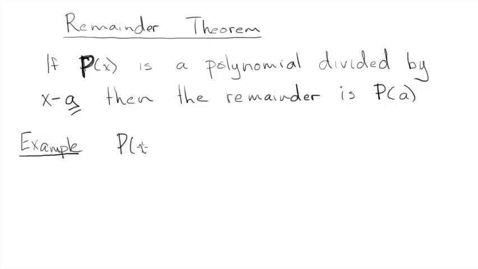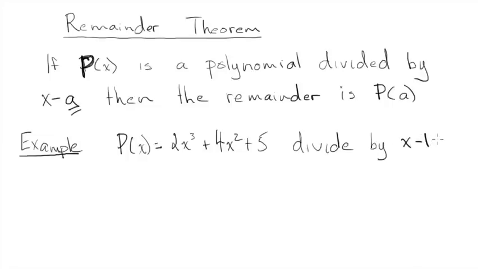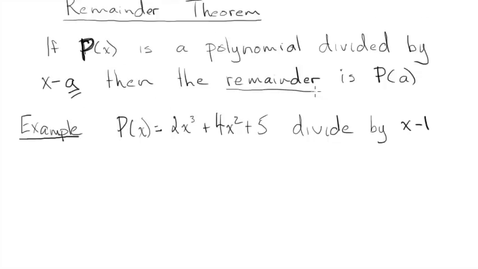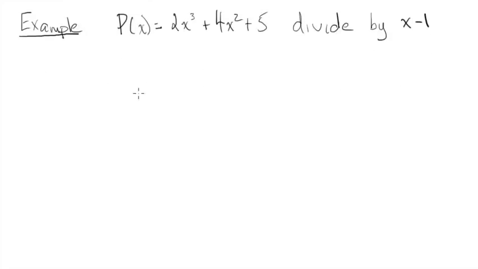P of x is equal to 2x cubed plus 4x squared plus 5, and we're going to divide that by a linear polynomial, so x minus, let's go with 1. Let's keep it simple. Okay, so we want to figure out what the remainder is. That's what our theorem tells us about the remainder. So let's divide this to figure out what the remainder is.